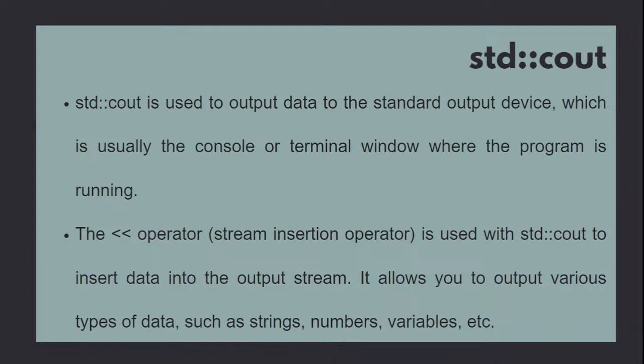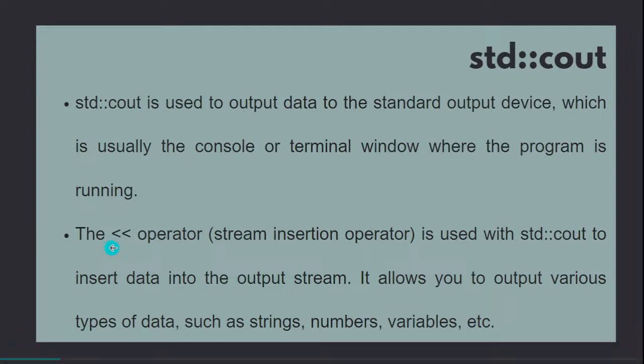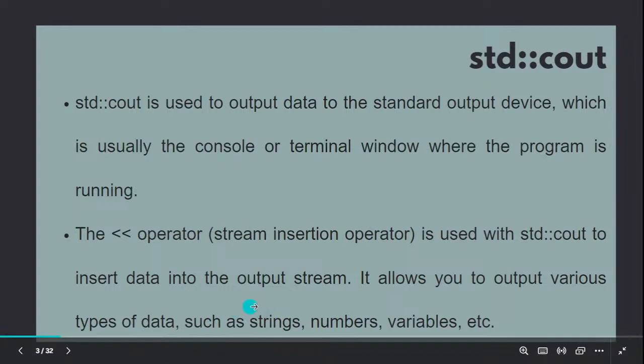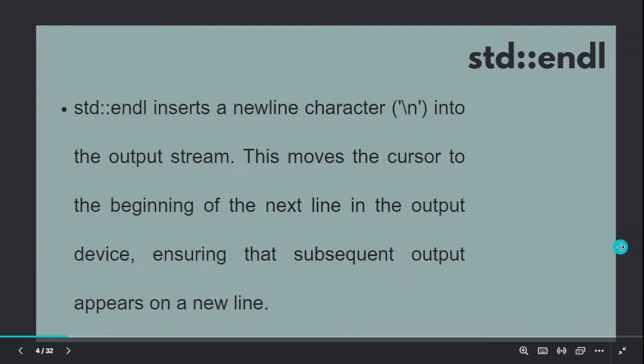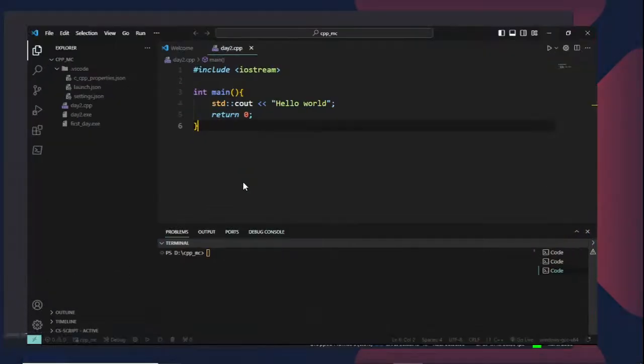We have seen the stream insertion operator, this double less than symbol. It is going to pick whatever is available on the right hand side and insert it into the left hand side. So it allows you to output various types of data: strings, numbers, variables. Maybe new for you, we'll be seeing that in this session. I'll show you some examples. Let me go hands on.